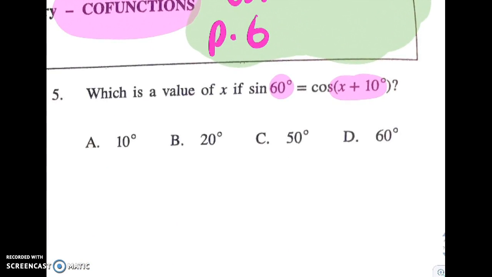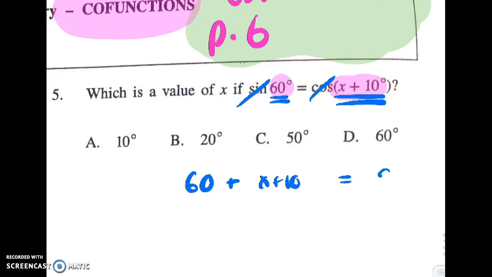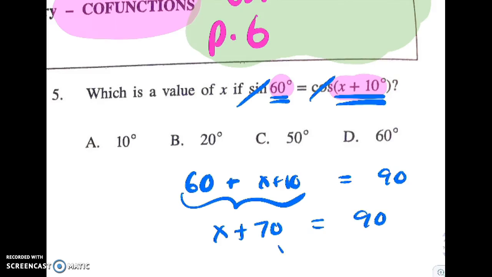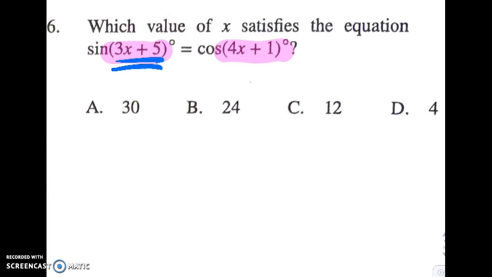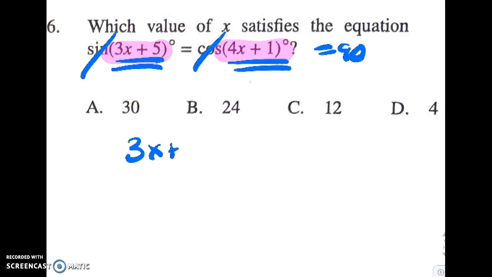Number 5. This and this, those two angles have to add up to 90. So you just forget about sine and cosine, and it's that plus that equals 90. Whatever's with sine plus whatever's with cosine equals 90. Same thing here, they're just algebraic expressions. Whatever's with sine plus whatever's with cosine equals 90.